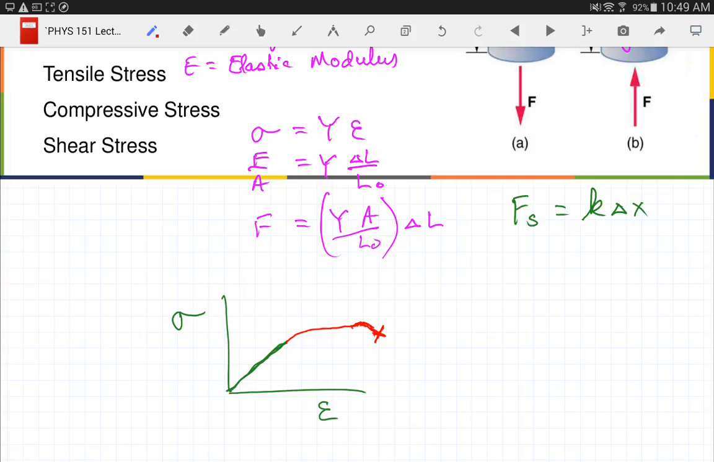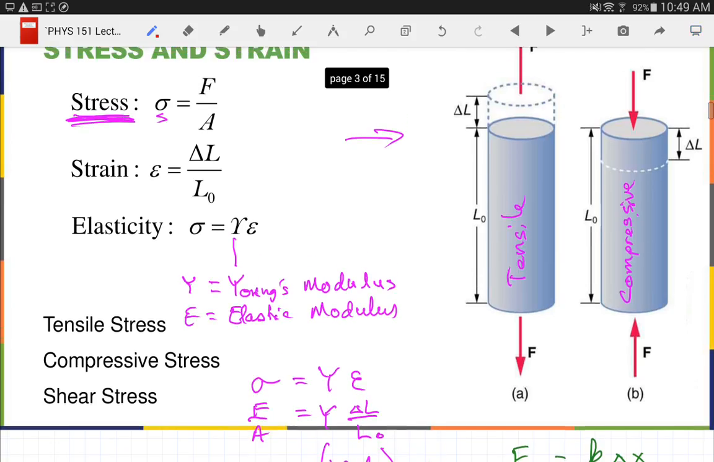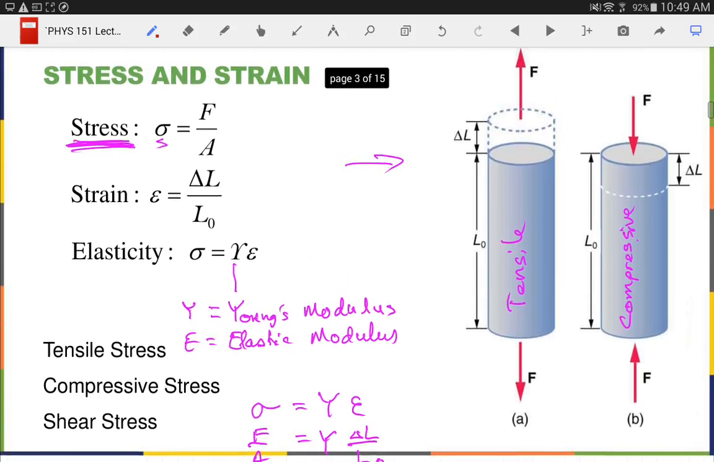So for these materials, you have an ultimate strength. The textbook has a different word for it, as well as the elastic limit. The elastic limit is how long it will behave as normal. The ultimate strength is how much stress you put on before it actually breaks. And that's almost all we're going to have on this.